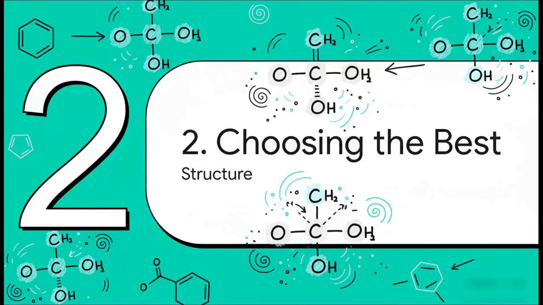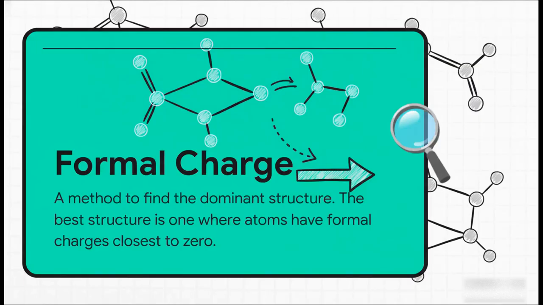Perfect. Okay, CO₂ was pretty straightforward, right? There was really only one good way to draw it. But what happens when you can draw a couple of different structures, and they all look kind of valid? We need a way to choose the best one, the one that's most likely to exist in reality. Chemists call this the dominant structure. And our tool for making that choice is called formal charge.